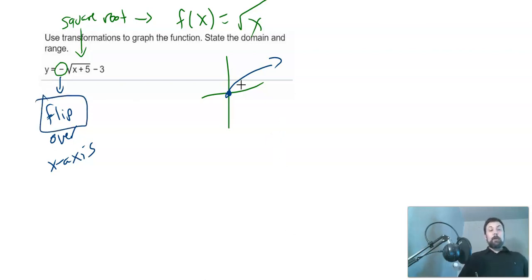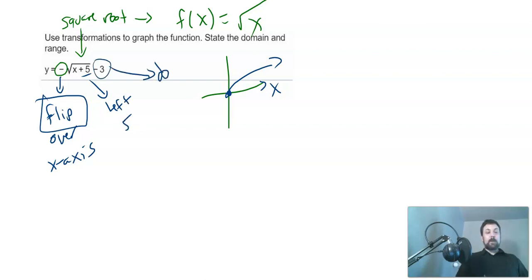All right, so we're going to flip the graph over the x-axis. So here is the x-axis. We need to flip this graph over the x-axis, which we'll do in just a second. Plus 5, we already saw that example. This is going to shift the graph to the left 5. Minus 3, we'll shift it down 3.